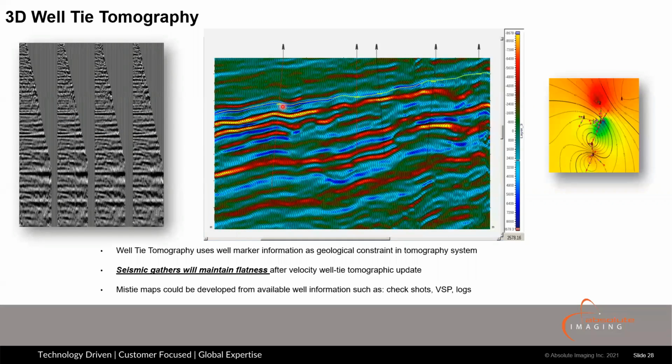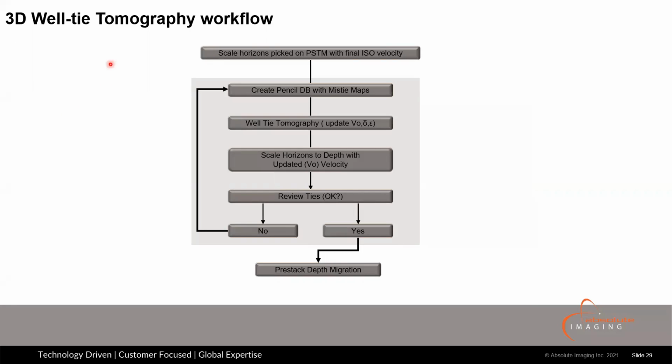This can be done by introducing the mistime maps. By introducing them, we can constrain the tomography solution, maintaining the flatness of the gather as well. So if you remigrate with the new updated field using these maps, then you will still have the flat gathers.